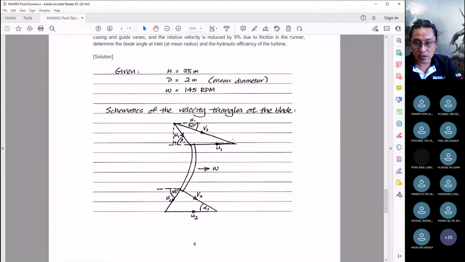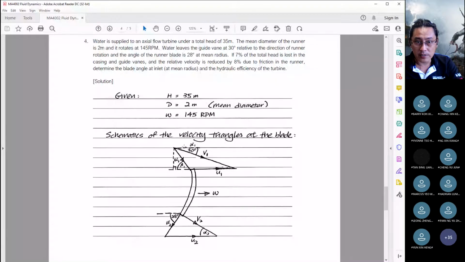And we're given this alpha 1 equals 30 degrees, because the water leaves the guide vane at 30 degrees relative to the direction of the runner blade rotation. So this will be 30 degrees. This is basically alpha 1.